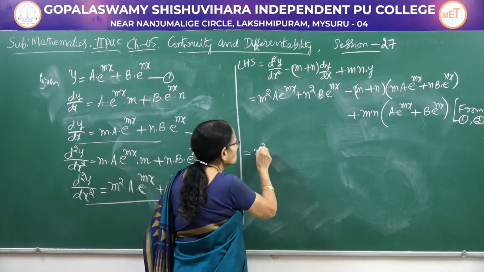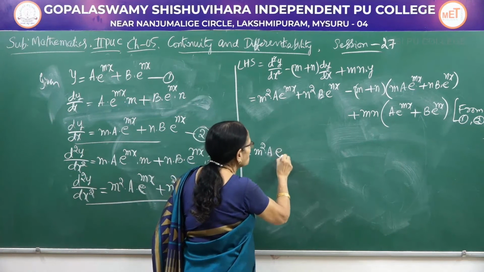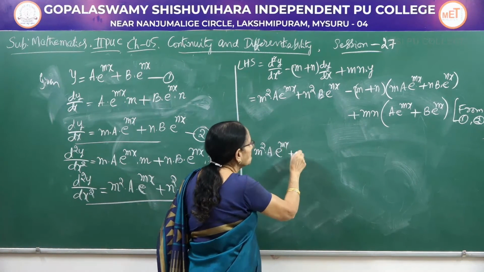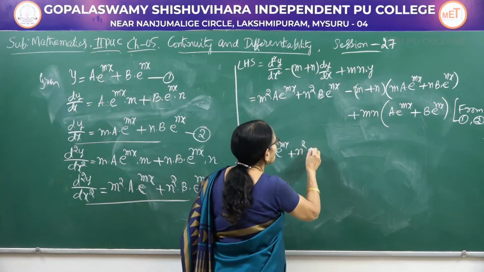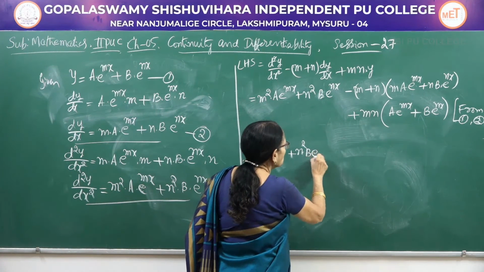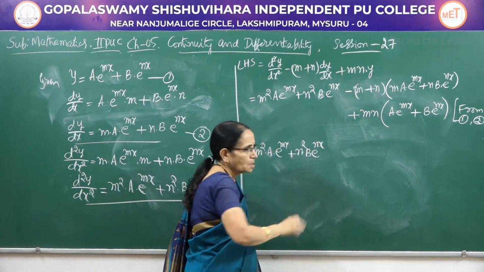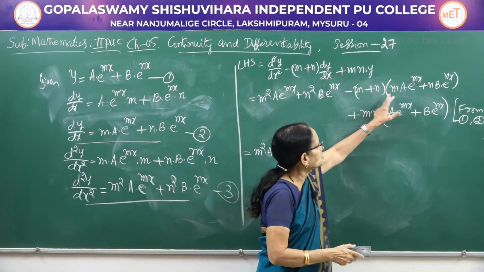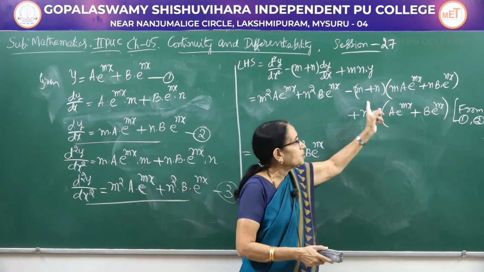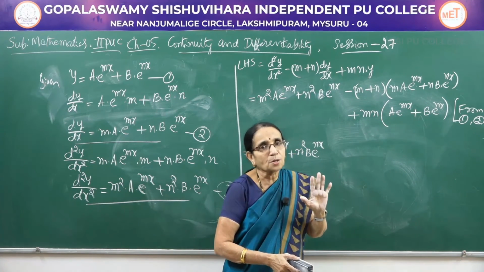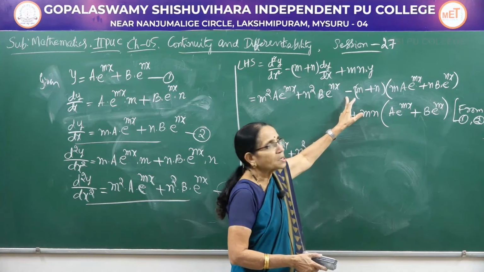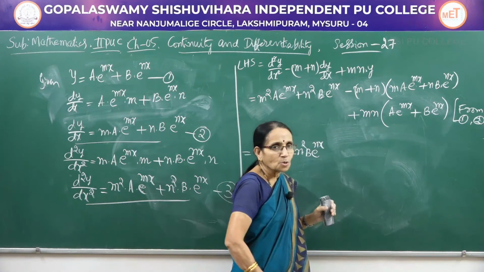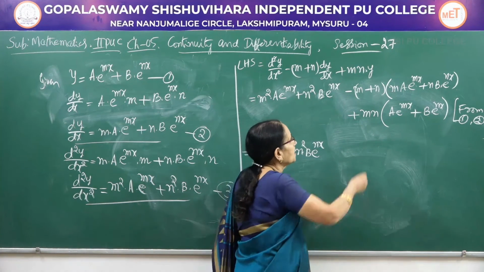First one: m square into a into e to the power mx plus n square into b into e to the power nx. Here we write them as they are. Be careful. There are two terms here, and two terms there. So when you multiply, there would be 4 terms and all of them should be multiplied by the minus sign. So you have to do the product carefully.